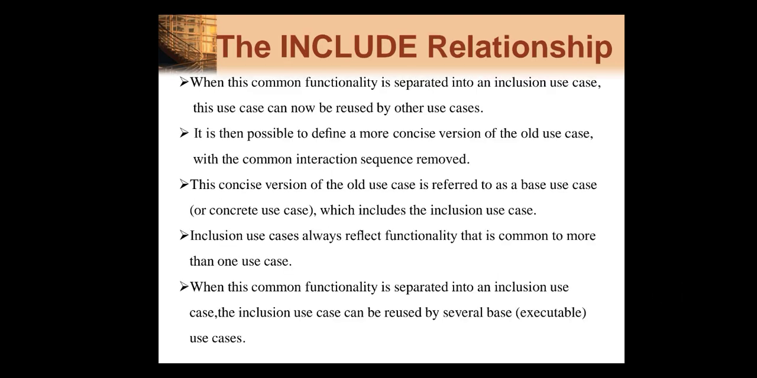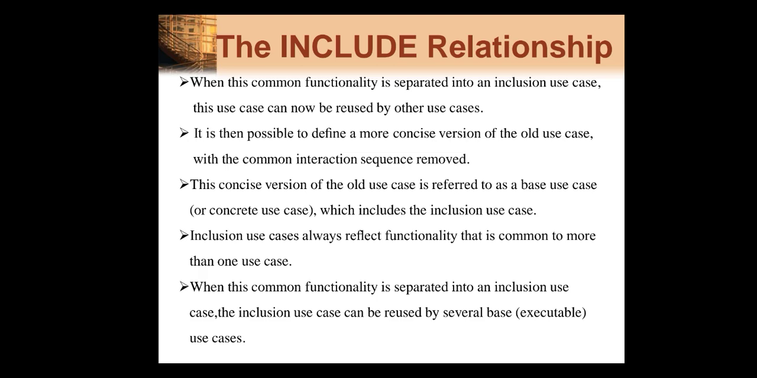When this common functionality is separated into an inclusion use case, this use case can now be reused by other use cases. Obviously, when we separate the common interaction, it can be used by more than one use case. More than one base use case can use this common interaction with the help of the include relationship. So we can say this is the reusability concept of our object oriented concept. Instead of writing that again and again, we can separate it into a single use case, and whenever it is necessary we can include it in that use case.